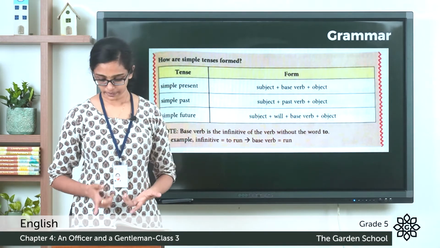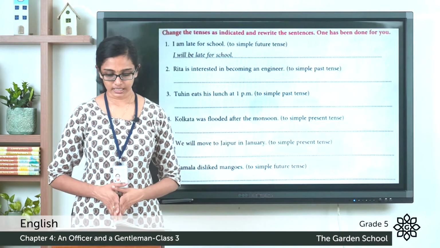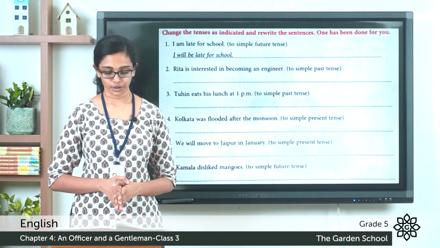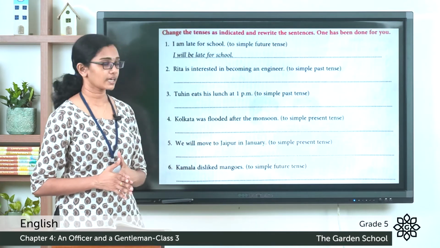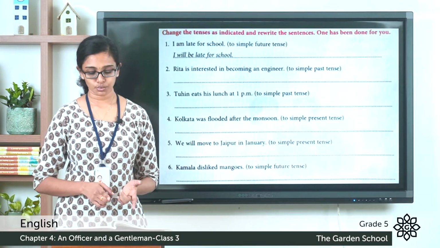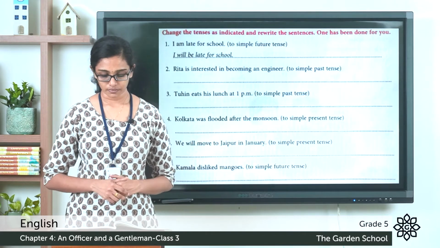Below this box on page number 55, you can see the questions. Change the tenses as indicated and rewrite the sentences. One has been done for you. And the first question is given there. I'm late for school. In the brackets, it's given simple future tense. You have to convert this sentence to simple future tense.